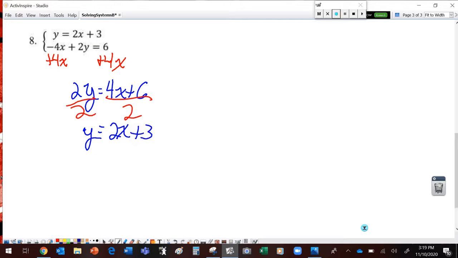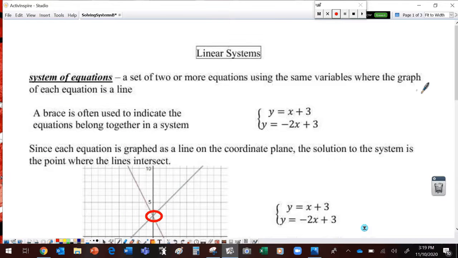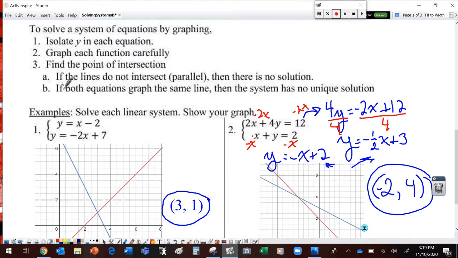Well, take a look at these two equations, guys. They're the exact same equation both times. This is a system of equations where the same equation is written two different ways. Now that can absolutely happen. Once we recognize that these two equations are exactly the same, we realize that this is one of those special cases that we talked about back at the beginning. If both equations graph the same line, then the system has no unique solution.